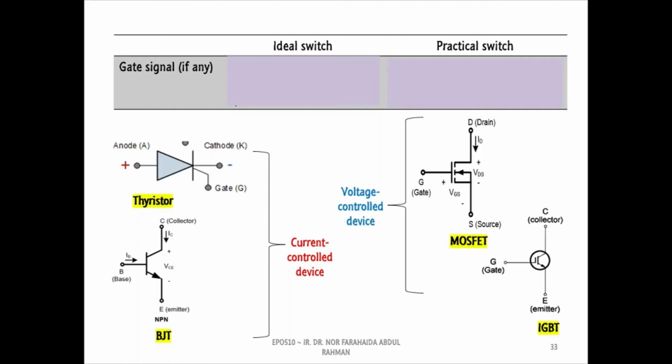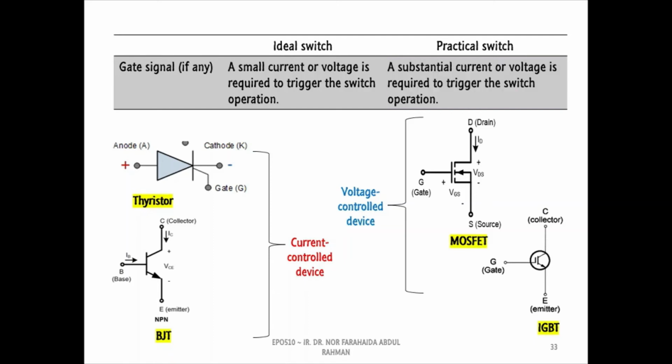For ideal power switches, it's stated that these devices only require a small current or voltage to initiate the on state. However, practically, these power switches require a substantial current or voltage to start the current conduction.